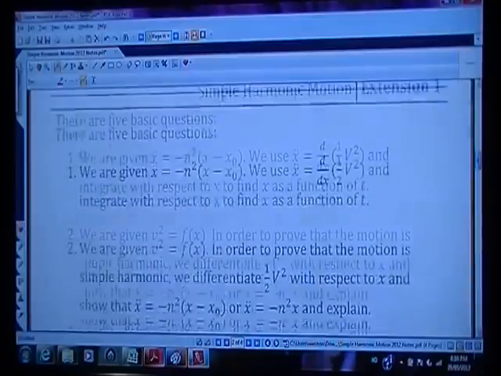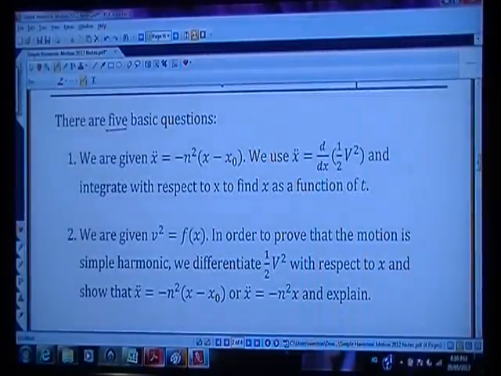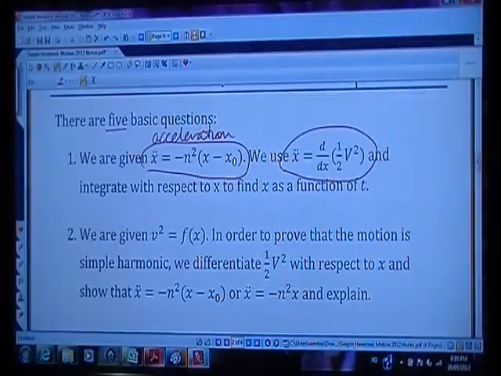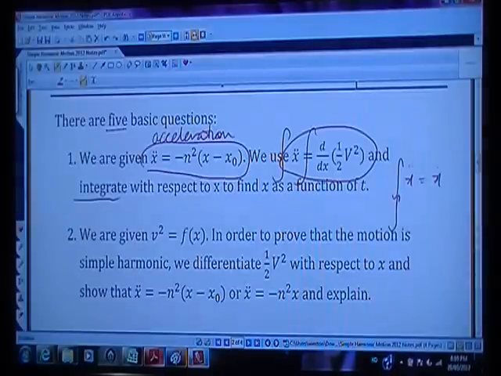Moving along, five basic questions. Firstly, we're given the acceleration formula, and we integrate it with respect to t. You should know that the integral of x double dot is x dot, so if you integrate acceleration you get velocity, and if you integrate velocity you get your displacement. That's just motion. So that's the first type, where they ask us to find x as a function of t.